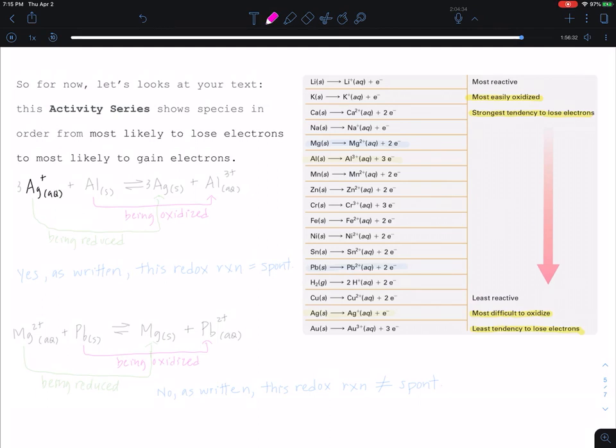What if somebody gave you this reaction? And they asked you, is this thing going to be spontaneous? And you notice, okay, it is a redox reaction. Right? But is this thing going to happen on its own? So I see I've got silver plus one. And what's happening to the silver? Well, it's gaining electrons, so it's being reduced. What's happening to the aluminum? The aluminum is losing electrons. On that chart, aluminum, so if I look over here, this is being oxidized.